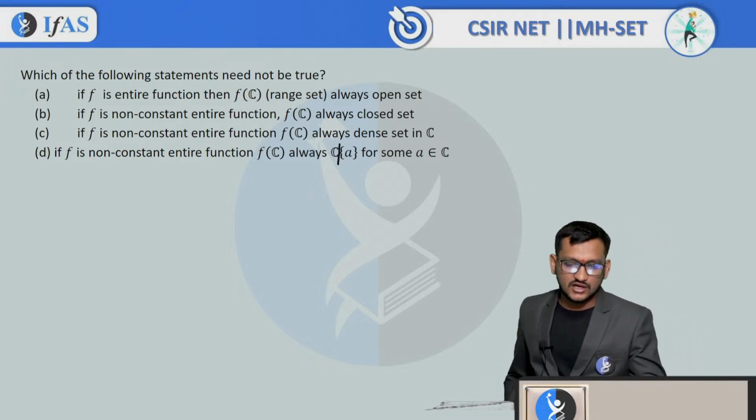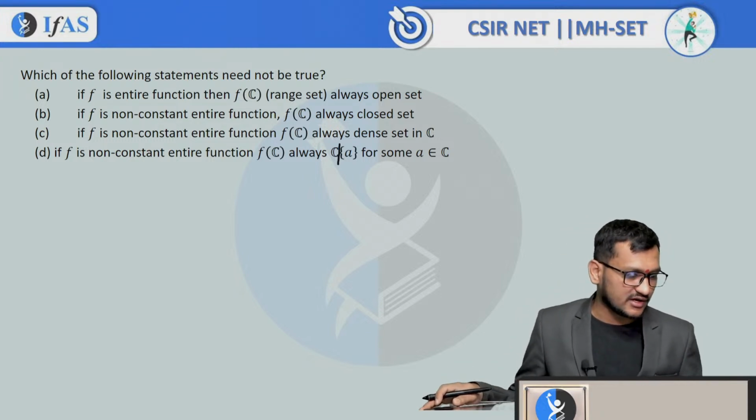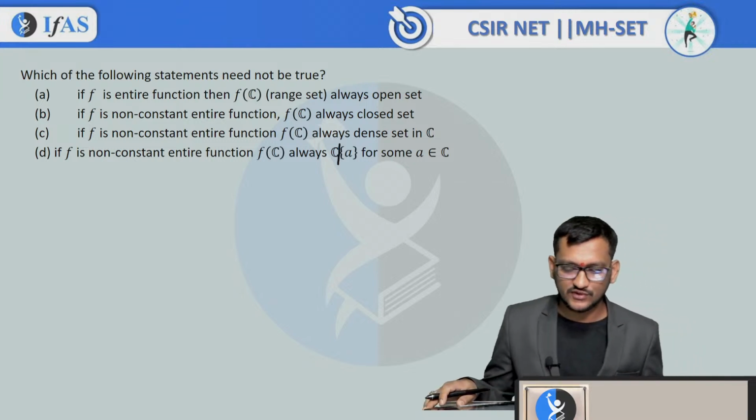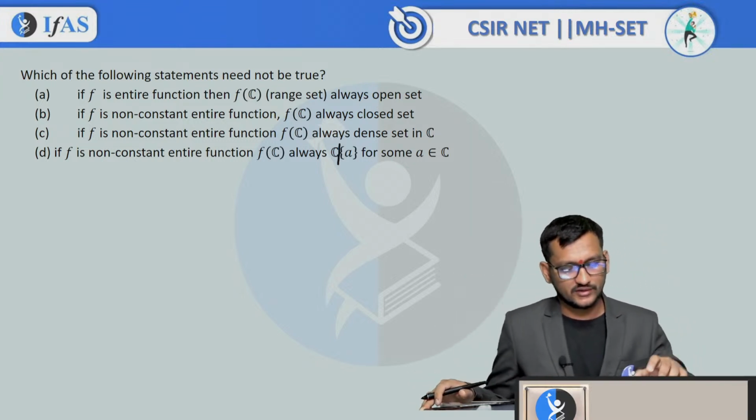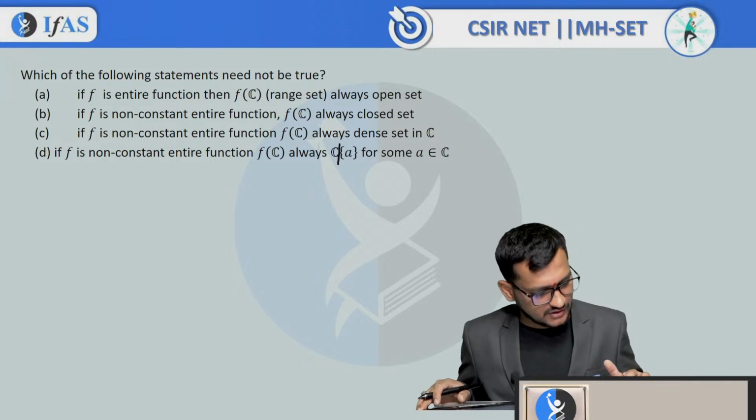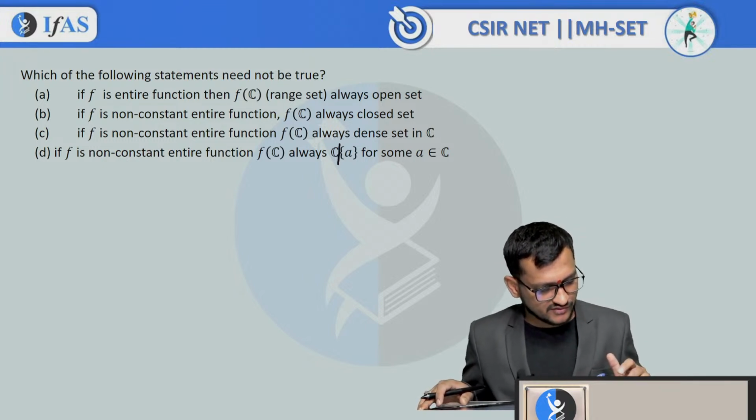So write down this answer for this question. Then I will explain Casorati Weierstrass theorem as well. So quickly note it down. Try to answer this question first.